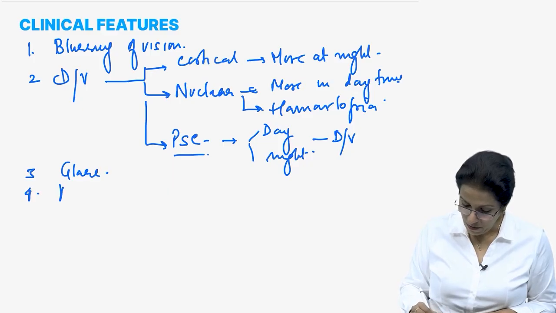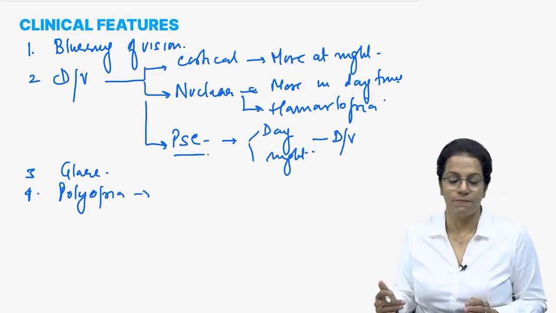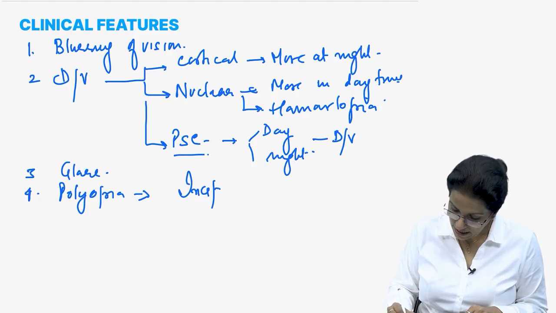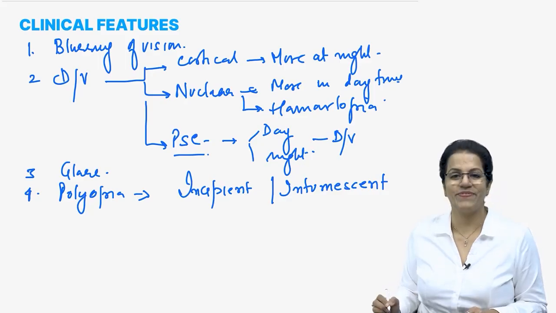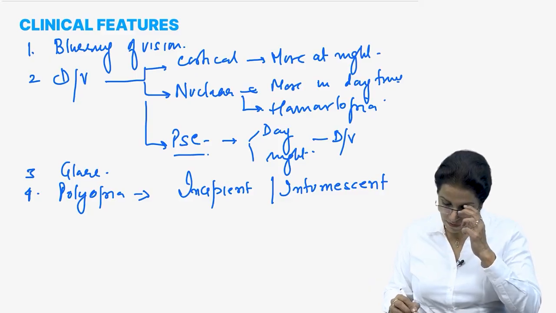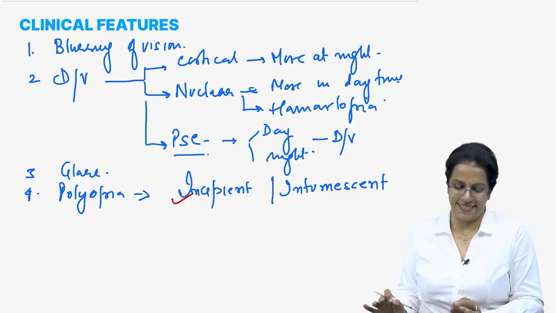He can complain of polyopia. What is polyopia? Multiple images. More than 2 images is polyopia. It is generally seen in, you will answer, incipient cataract or in intumescent cataract. In this stage, you can get multiple images or polyopia. So, there was an exam question where both were given as an option. In that case, we will first answer incipient cataract. We prefer to answer this.